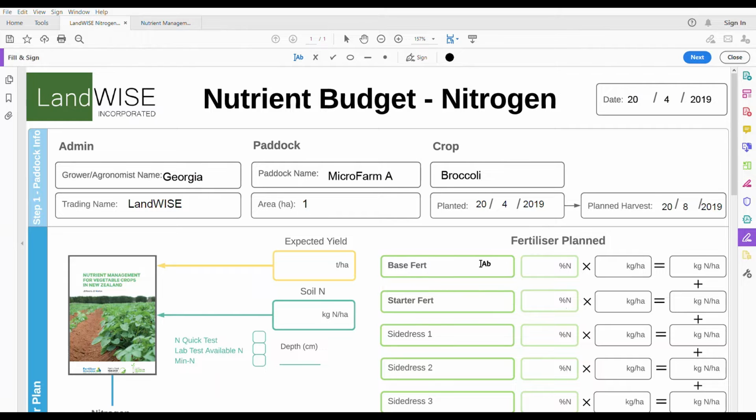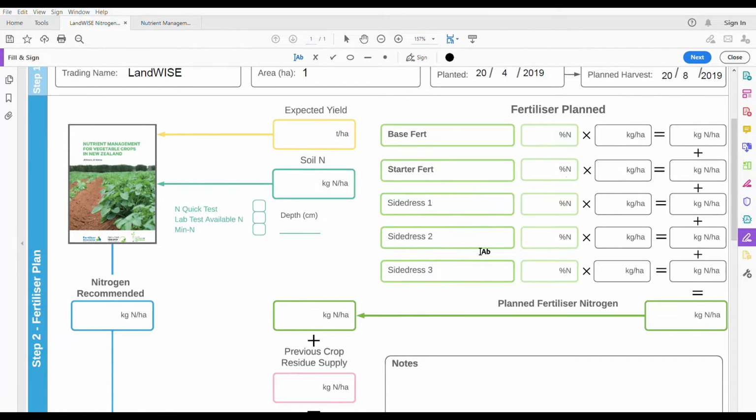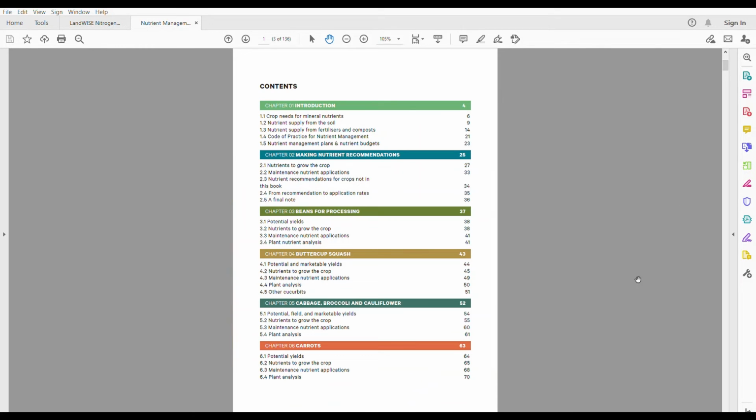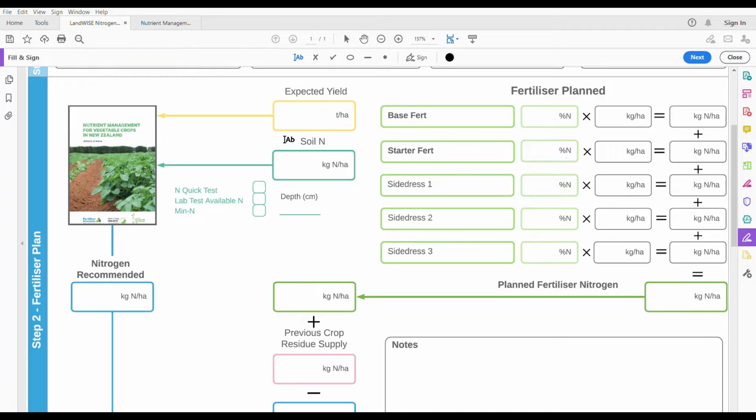Moving on to section 2, the fertiliser plan. Here is where I'm going to use the Nutrient Management for Vegetable Crops book by Jeff Reed and Jeff Morton. The book is a set of recognised guidelines that use expected crop yield and soil fertility levels to recommend fertiliser inputs. In Chapter 5, there are recommendations for cabbage, broccoli and cauliflower crops for the winter planted broccoli.